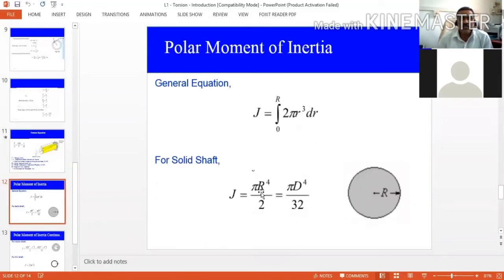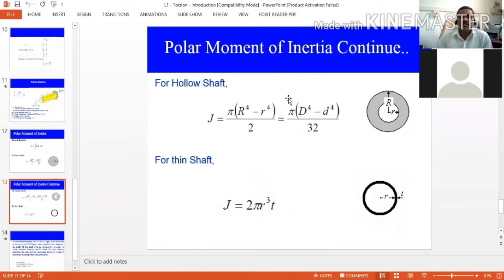General equation is this. For solid shaft, polar moment of inertia J is equal to pi d power 4 by 32. For hollow shaft, it is pi into capital D power 4 minus small d power 4 by 32, where outer diameter is capital D and inner diameter is small d. Similarly, for a thin shaft, just like a ring with radius r and thickness t, it is 2 pi r cube into t. So these things you can calculate.